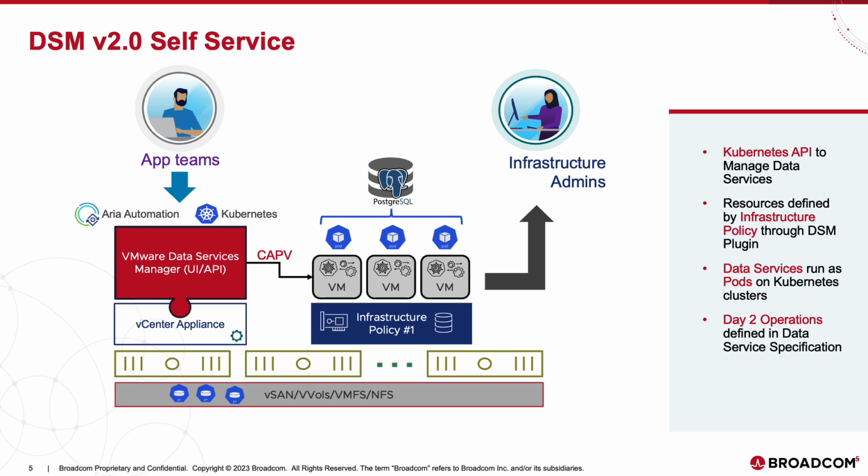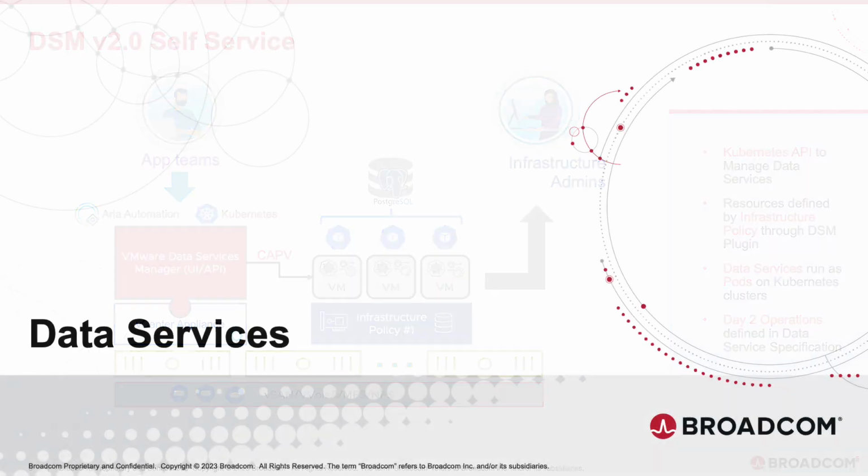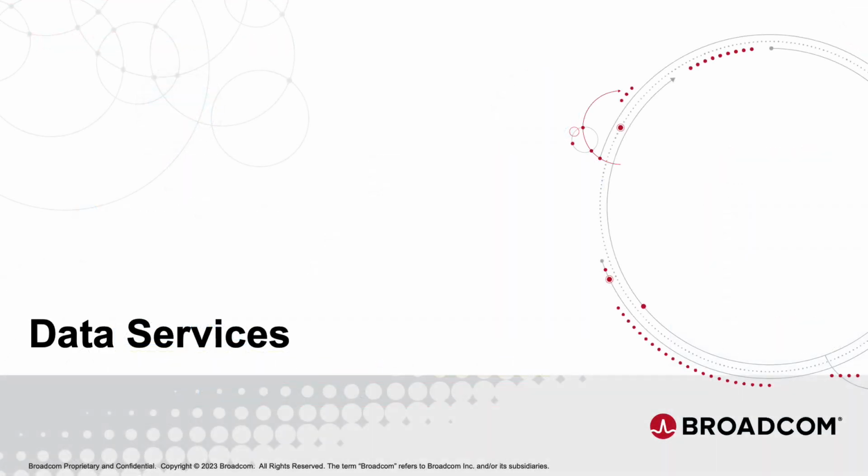The deployment process creates one or more VMs, depending on the number of replicas desired, and creates Kubernetes clusters using a cluster API deployment process. The databases run as pods on the Kubernetes clusters. Let's look at the services we will support in the initial 2.0 version of Data Services Manager.